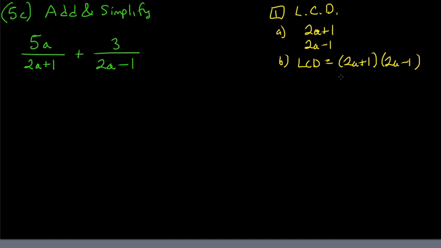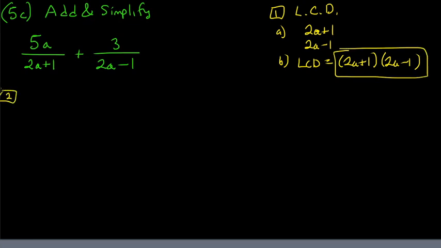Okay? And in fact, you can always find a common denominator just by multiplying all the denominators. In many cases, when you do that, you won't get the least common denominator, so you're making it harder than it has to be. In this case, though, it turns out that just by multiplying the two denominators, you end up with the least common denominator. So the least common denominator is just the product of the two denominators.